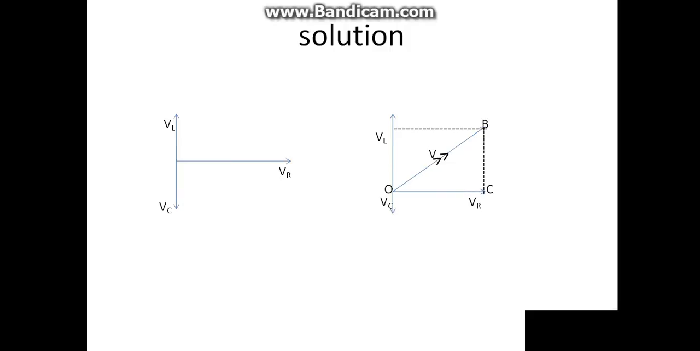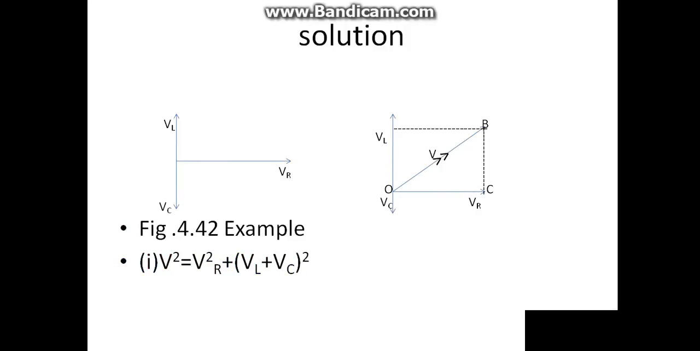Solution. Figure 4.42 shows a diagram for the resultant of the current for the circuit. Then we are asked to calculate the potential difference. V squared is equal to VR squared plus (VL minus VC) all squared.